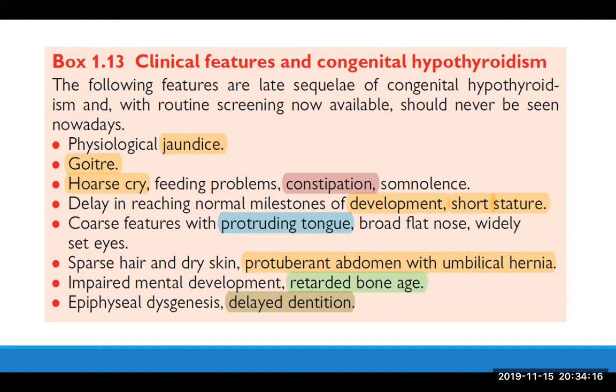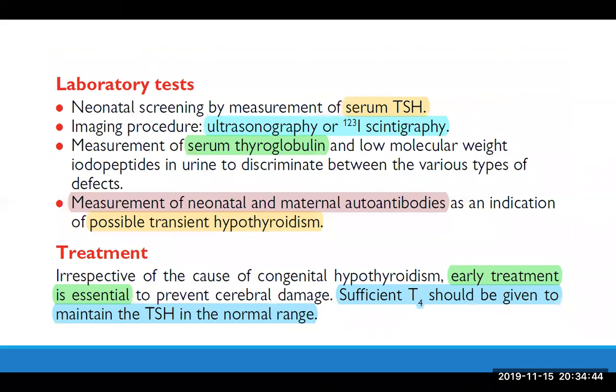Clinical features of congenital hypothyroidism: the neonates present with prolonged physiological jaundice, and may present with goiter and hoarse cry. This is a late manifestation. Feeding problems, constipation, and of course may present later with short stature and developmental delay, protruding tongue, umbilical hernia, retarded bone age and delayed dentition. In the laboratory, of course, TSH will be elevated. This is in primary thyroid disorder, but in central hypothyroidism, the T4 will be low.